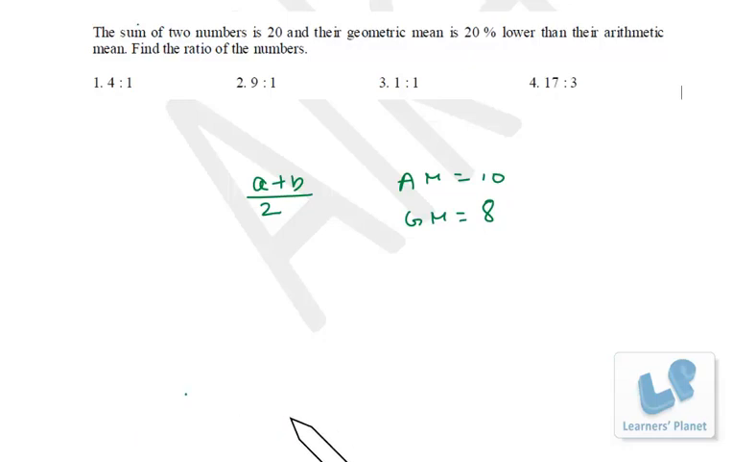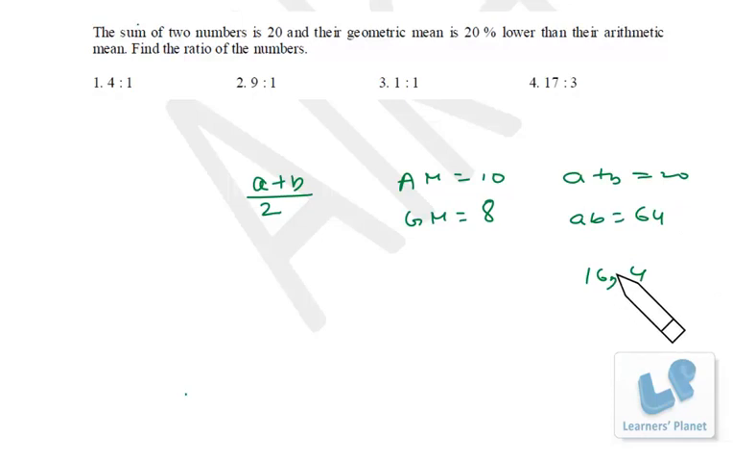Now you can take more than one approach over here. Since arithmetic mean is 10 and sum has been given to us as 20, that means A plus B is equal to 20 and root AB is 8, that means AB is equal to 64. Now you can find two numbers whose sum is 20 and product is 64. So easily we can say 16 and 4, right? Their product is 64 and sum is 20, right?